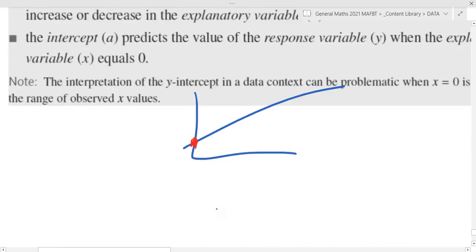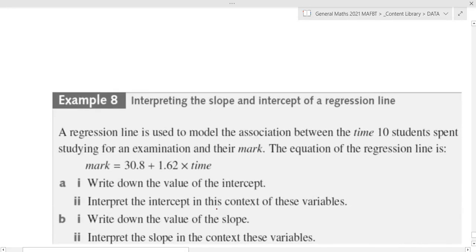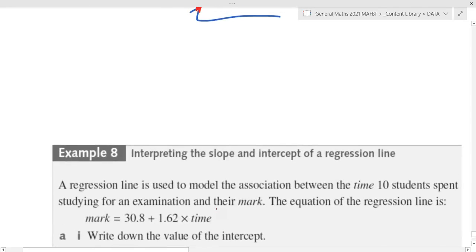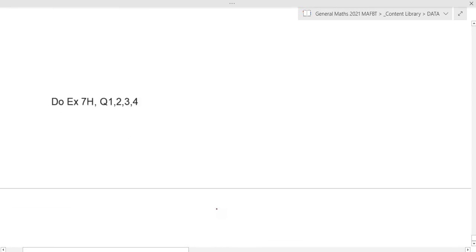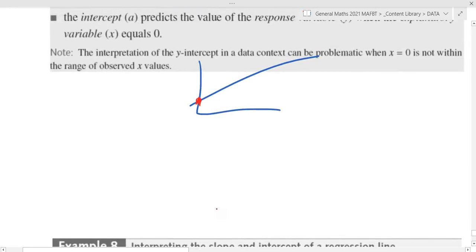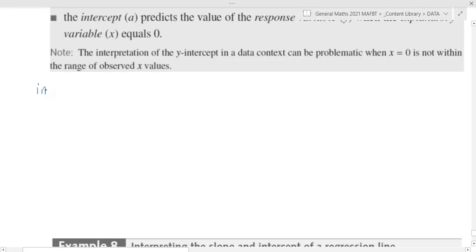So when it comes to interpretation, there are only two things that you really need to know. Two sentences that I like you guys to use. It's not here, so I'm just going to write it. This is what you're going to have to write, guys. First, interpreting the gradient or the slope. This is the actual sentence that you have to use.